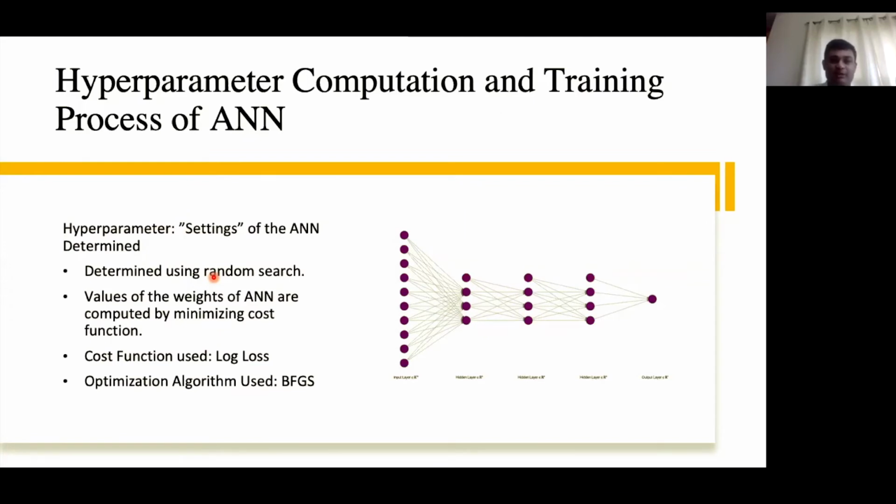The following neural network architecture, consisting of 3 hidden layers with 4 nodes each, was found to be optimal after doing random search. An artificial neural network is trained by computing weights that minimize a given cost function. In this research, we used the log-loss cost function and the BFGS optimization algorithm to minimize the cost function.